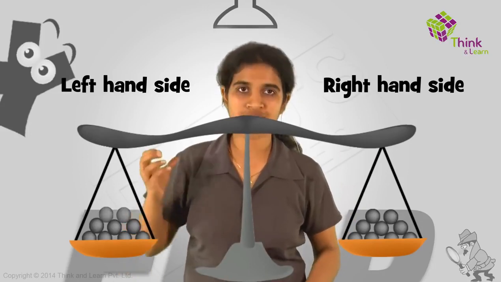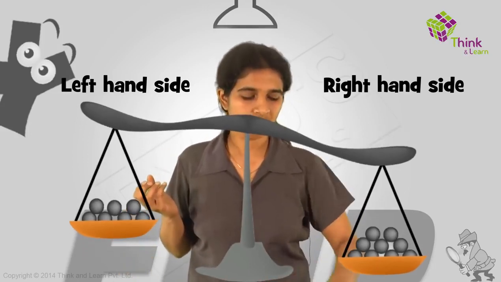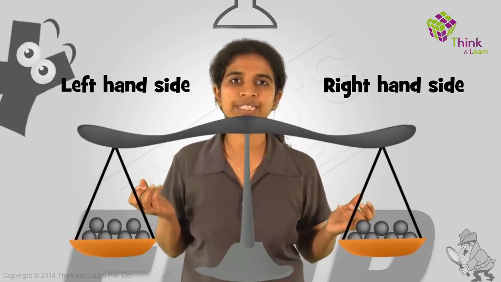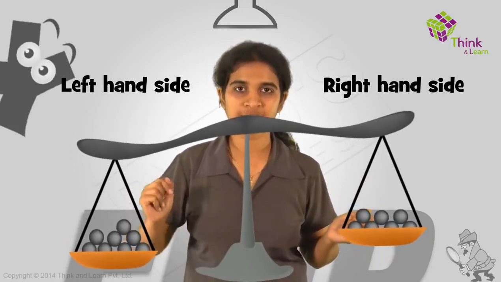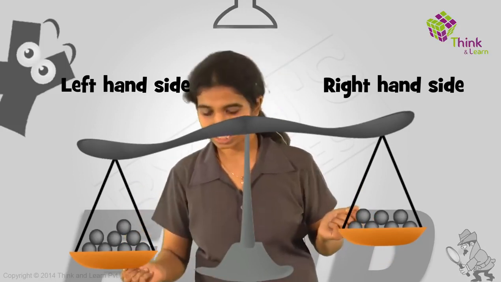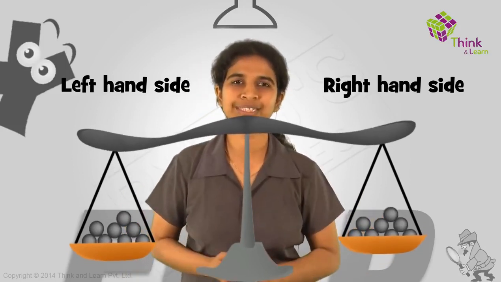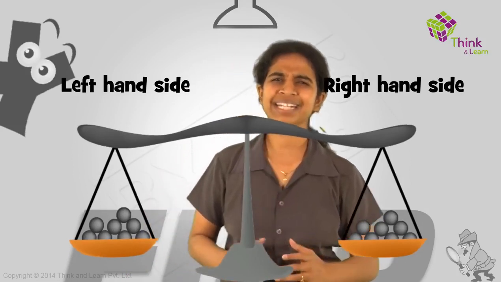Suppose I remove 2 stones from this pan. What do I need to do? I need to remove 2 stones from this pan as well. Again, it's perfectly balanced. I put 1 stone on this pan. What do I need to do? This is going lower. I need to put 1 stone on this pan as well. What am I trying to do?